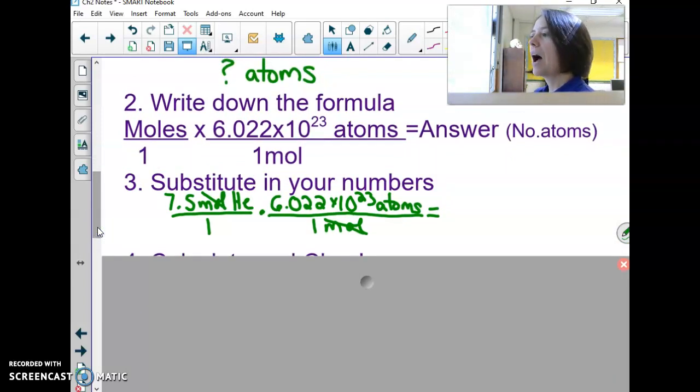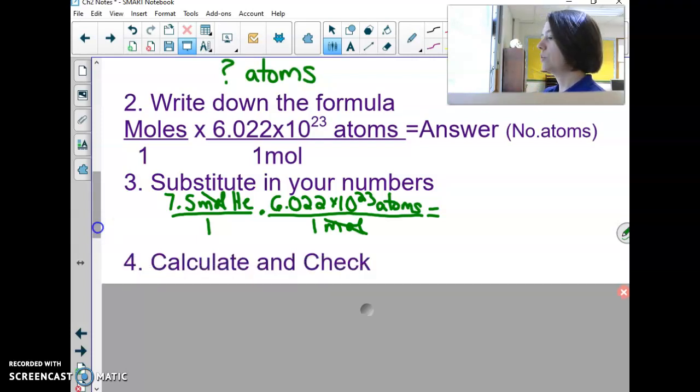So then I am going to pick up my calculator. I'm going to do the calculate step. And I'm going to take 7.5 times 6.022 times 10 to the 23rd atoms and divide it by 1. And do make sure you're comfortable with exponents and putting those into a calculator. And make sure you have a scientific calculator, because a lot of calculators can't handle that big of a number if it's a non-scientific calculator.